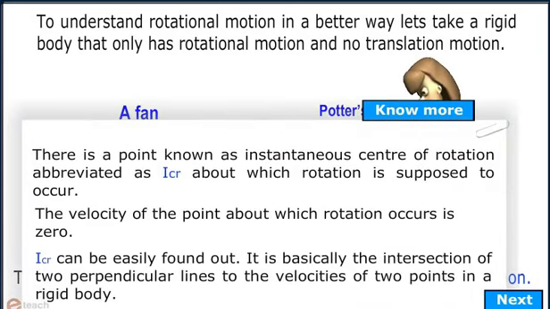There is a point known as the instantaneous center of rotation, abbreviated as ICR, about which rotation is supposed to occur. The velocity of the point about which rotation occurs is zero. ICR can be easily found out. It is basically the intersection of two perpendicular lines to the velocities of two particles in a rigid body.